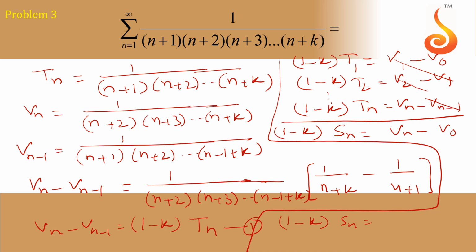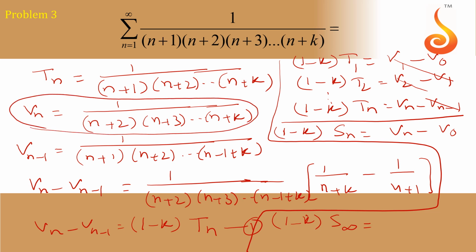So if you apply limit n tends to infinity on both sides, (1 minus k) into S infinity will become, for Vn, if you apply n tends to infinity, the denominator is infinity, so it is 0, minus V0. V0, if you put n equal to 0, you will get 2 into 3 into, that is k factorial. So from this, S infinity will be 1 by (k minus 1) into k factorial.